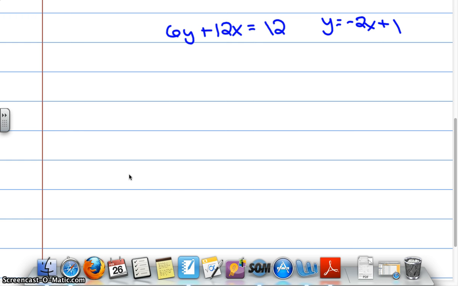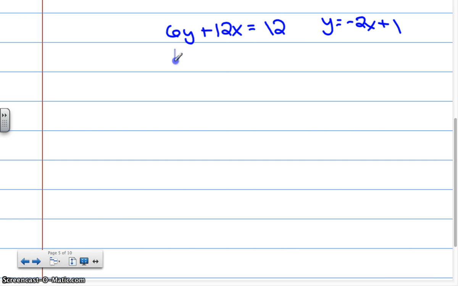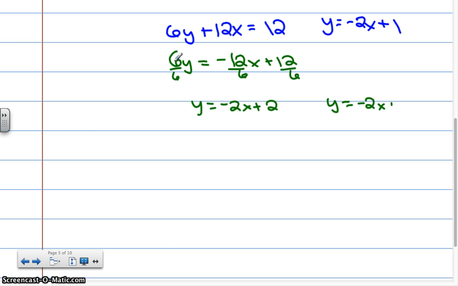Okay, I'm going to get these two equations. I want to check to see if they're parallel. I'm going to get them both into slope-intercept form. This first one, I got 6y is equal to a negative 12x plus 12. I got the negative 12x by subtracting 12x to both sides. Now I'm going to divide everything by that 6. And I get y is equal to a negative 2x plus 2. This one is already in slope-intercept form. So now I just need to compare. Negative 2 is the first one's slope, and negative 2, so they are parallel.